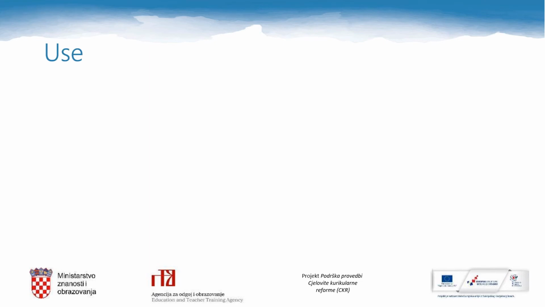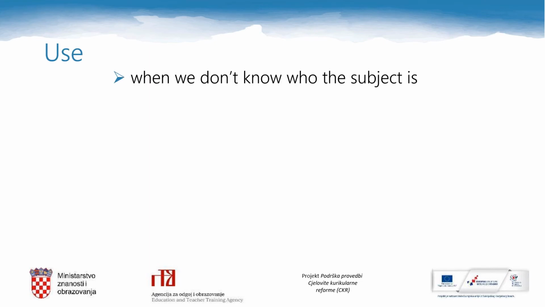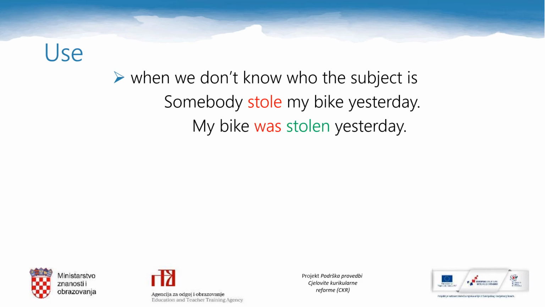When do we use the passive voice? We use the passive voice when we don't know who the subject is. Somebody stole my bike yesterday. My bike was stolen yesterday. I don't know who stole my bike.